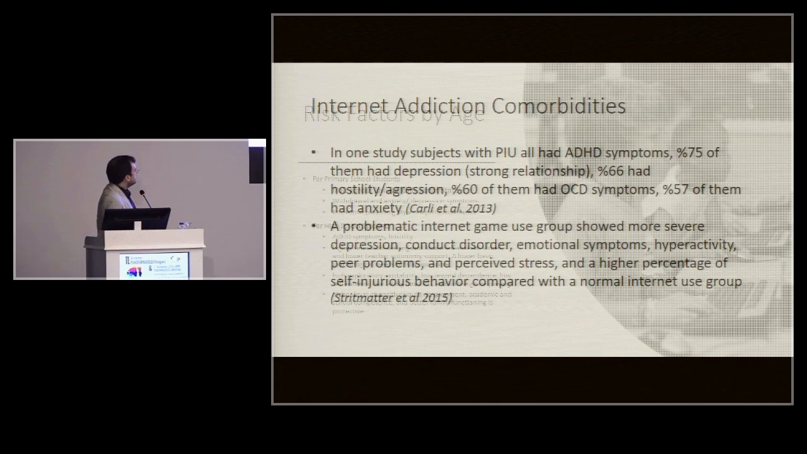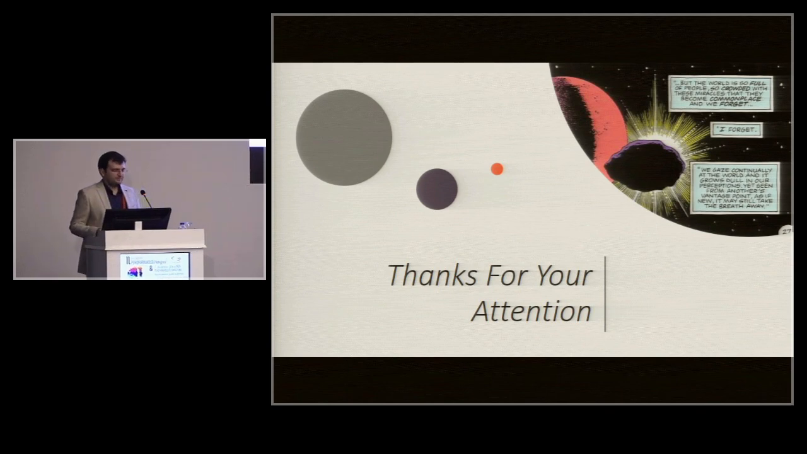So, talking about internet addiction comorbidities, there are different subjects, different trials, depression and aggression, and OCD symptoms and anxiety symptoms play a role. Problematic internet game use group shows more severe depression, conduct disorder, emotional symptoms, hyperactivity, and also highly perceived stress also play a key role. Thank you for listening to my presentation.